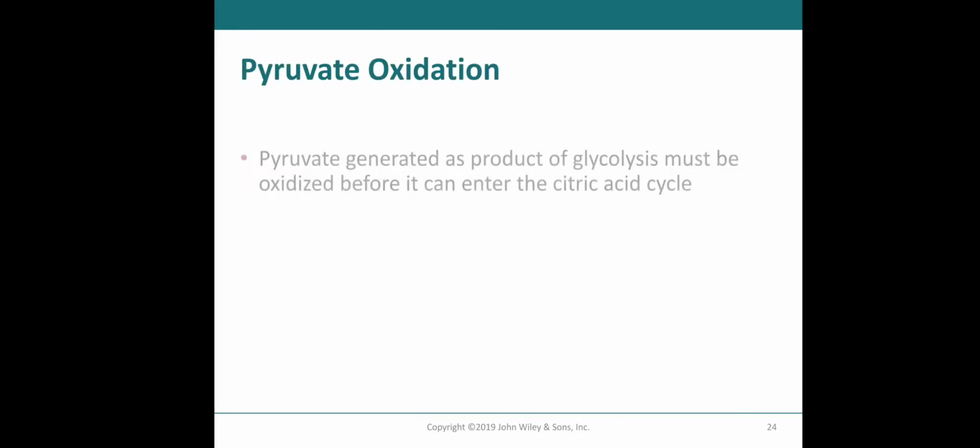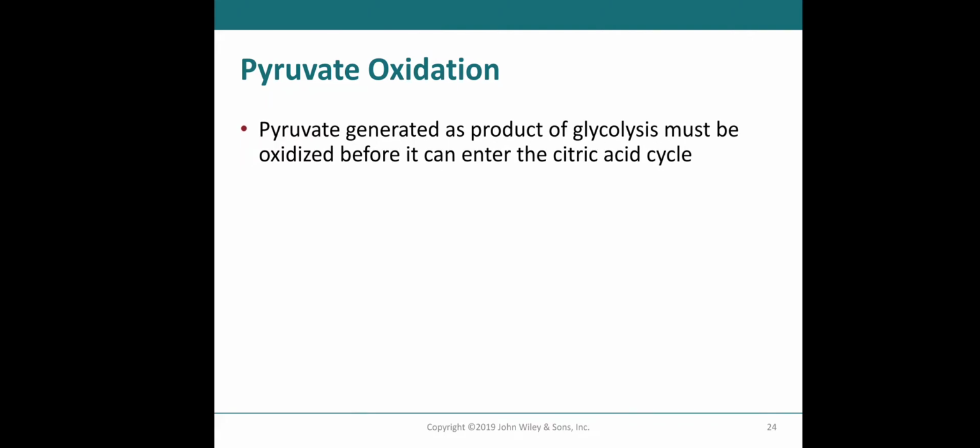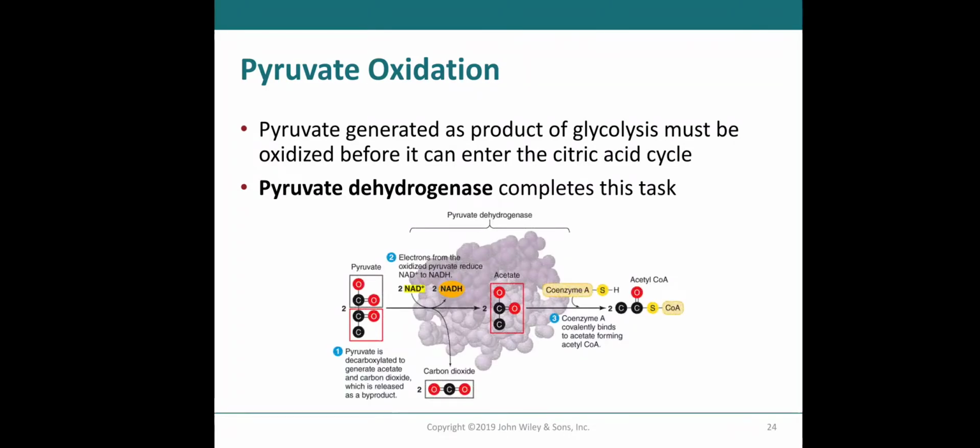In aerobic respiration, one of the first steps is pyruvate oxidation. The pyruvate from glycolysis must be oxidized before it can enter the next part of aerobic respiration, which is the citric acid cycle. The enzyme pyruvate dehydrogenase is used to complete this task. This is your pyruvate dehydrogenase enzyme. It's a protein, a large molecule.